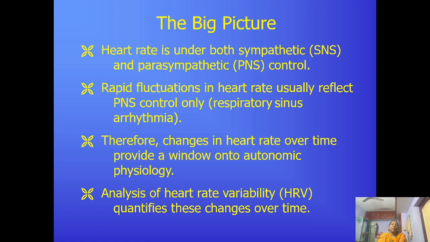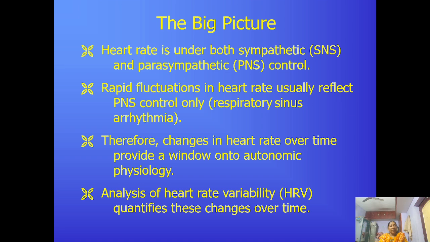When you see the heart rate, what is controlling it? We have the sympathetic and parasympathetic nervous systems, the two systems which control the heart rate. When the sympathetic nervous system increases the heart rate, the parasympathetic nervous system will bring it back to a normal range. And any rapid fluctuation in the heart rate is usually reflected in the peripheral nervous system control only.